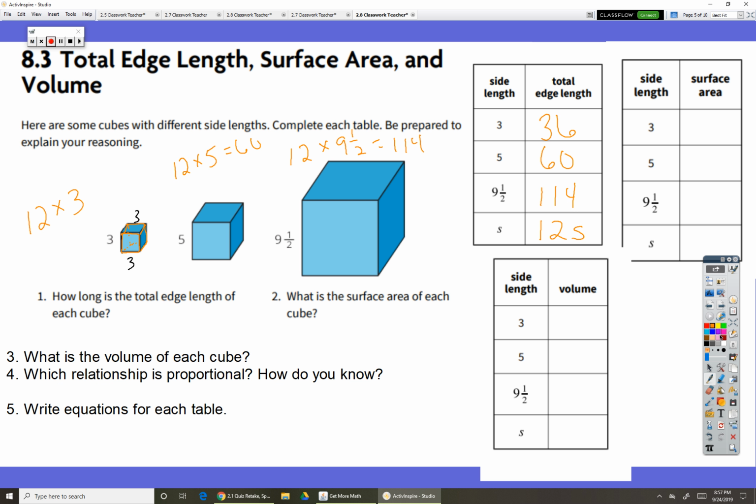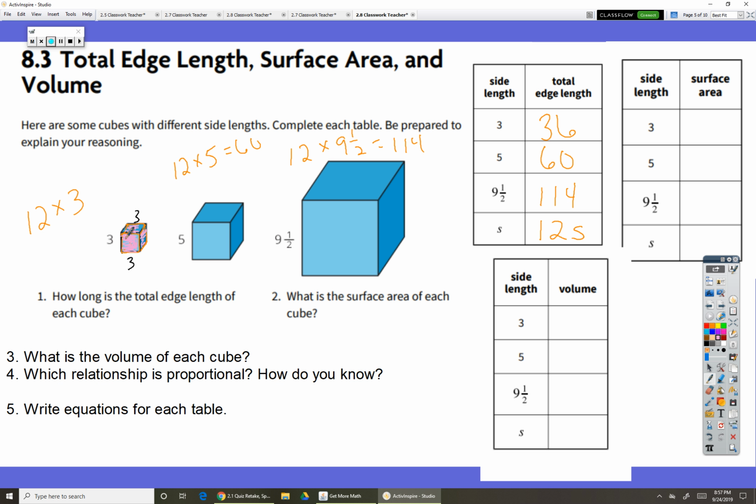So a face, let's use a little pink here, this would be one face. So this cube would have 1, 2, 3, plus there are 3 faces that you can't see. There's the back face, the bottom face, and the left face. So each cube has a total of 6 faces.